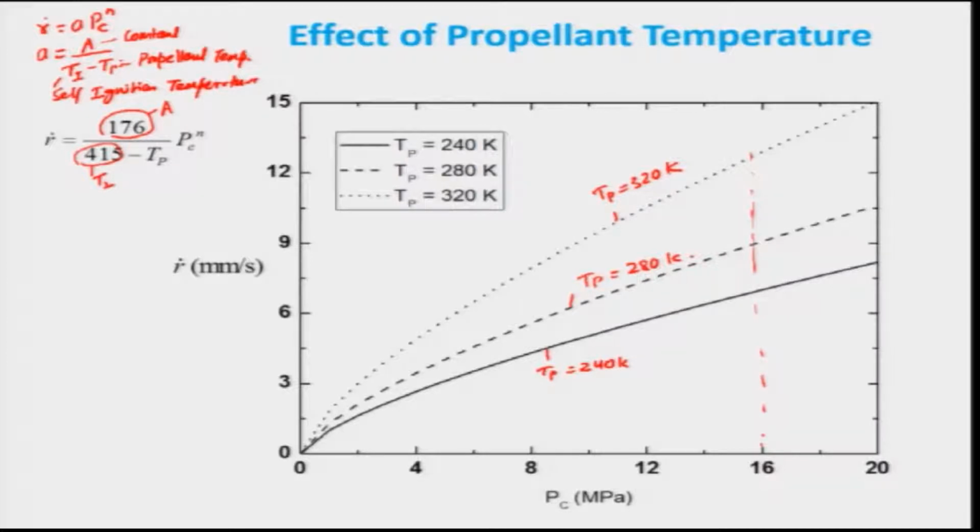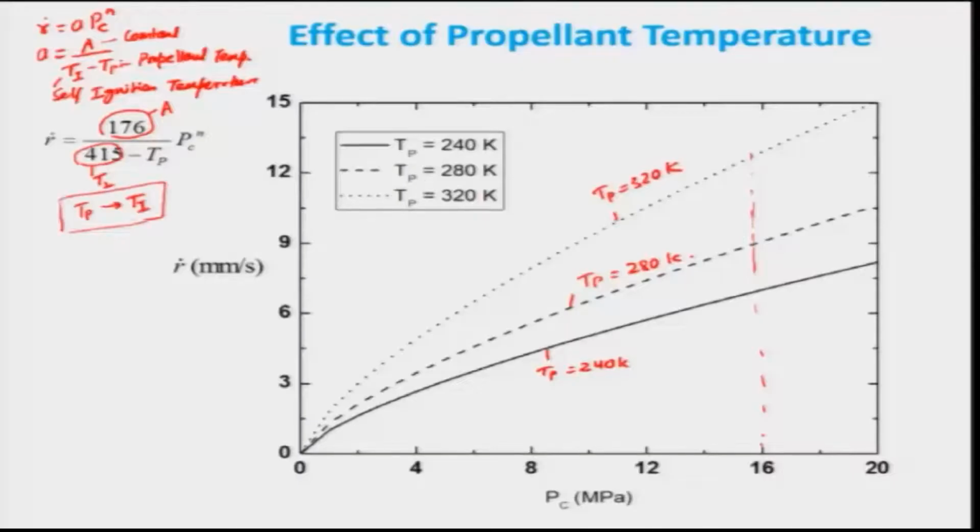this can be a really important one. When T_P is tending towards T_I, that means the propellant temperature is closer to the self ignition temperature, then the burning rate will increase at a faster rate, particularly at higher chamber pressure. Then it may lead to explosion.